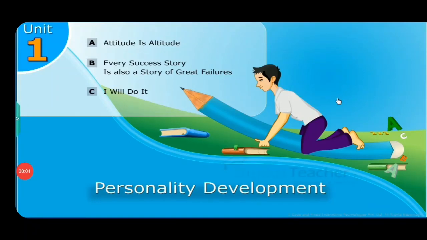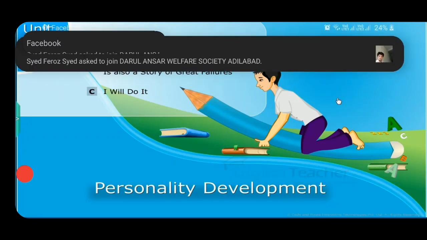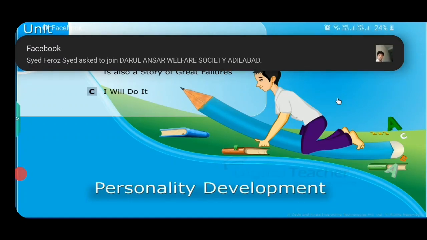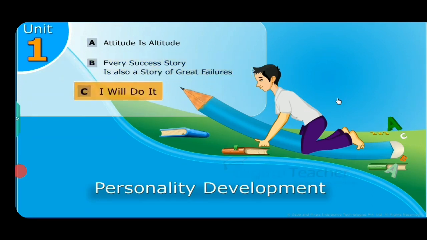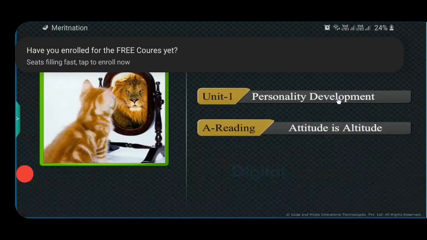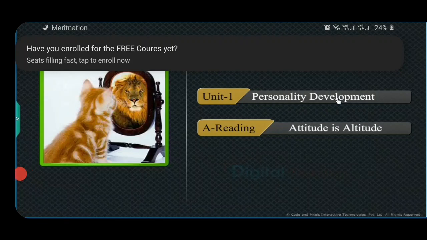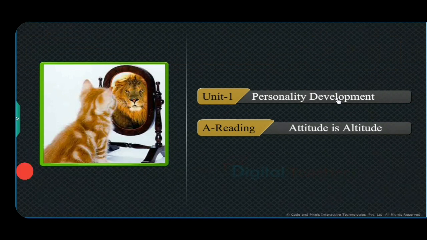through language. The unit Personality Development is classified into 3 reading sections. They are: A. Attitude is altitude. B. Every success story is also a story of great failures. C. I will do it. Welcome to the reading section. Attitude is altitude of the unit Personality Development.